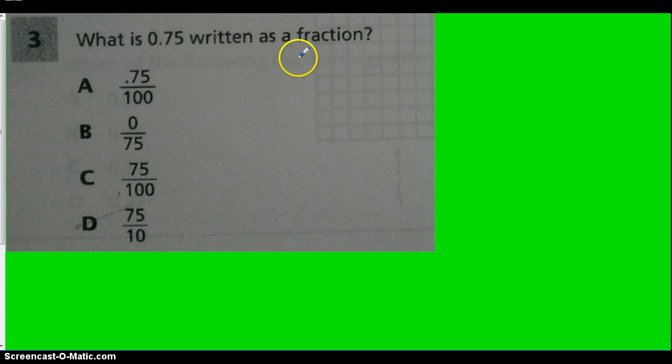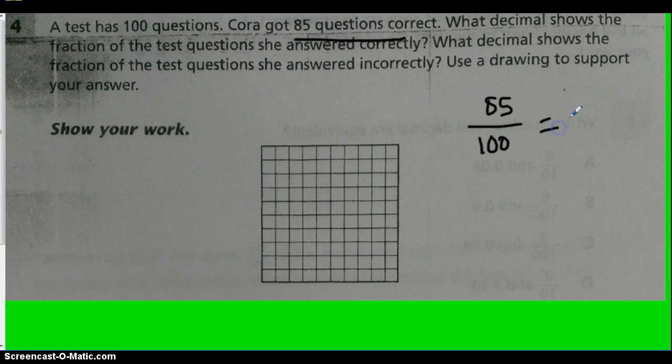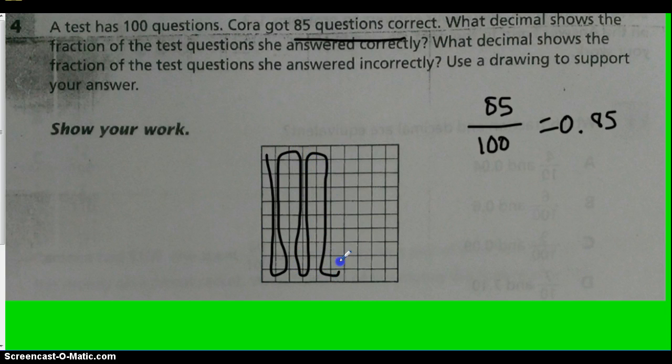What is 75 hundredths written as a fraction? It would be C, 75 hundredths. Not 0.75 hundredths, 75 hundredths. She got 85 out of 100 correct. So that's 85 hundredths. If we wrote that as a decimal, we could write it as 0.85. Again, 85 hundredths, that's a 10, so that's 20, 30, 40, 50, 60, 70, 80, and 5 hundredths more.